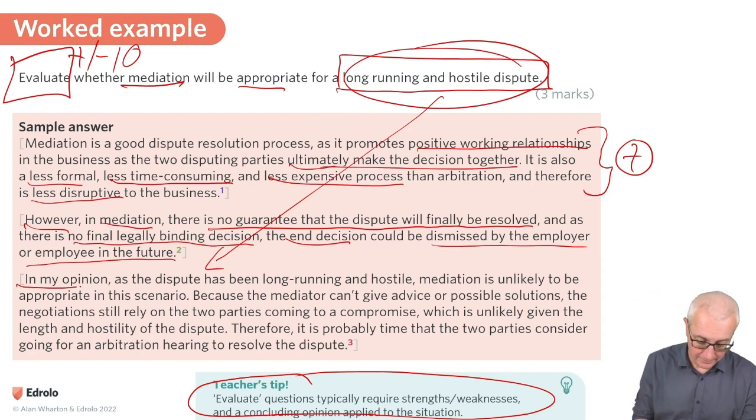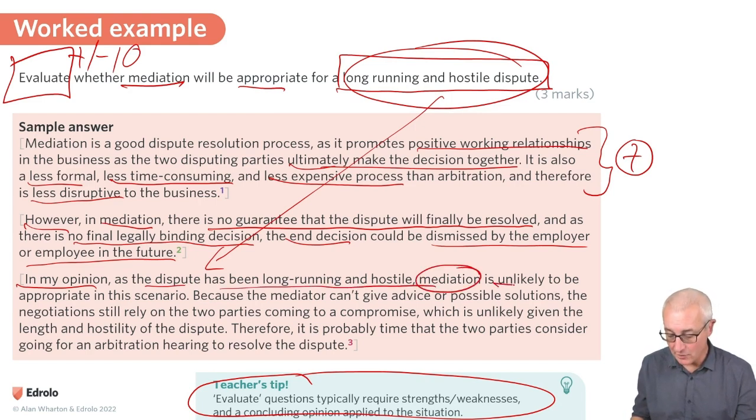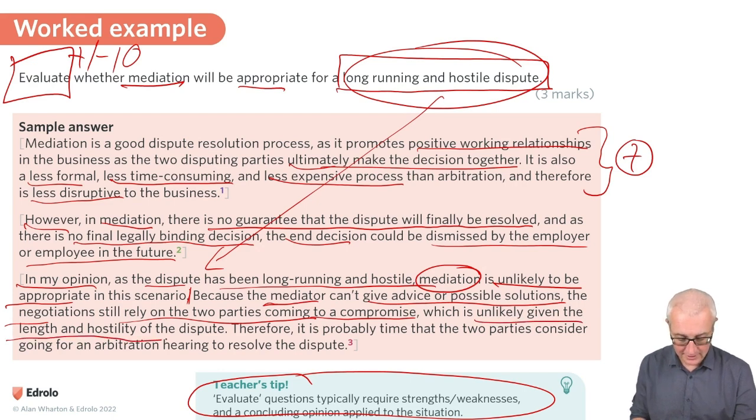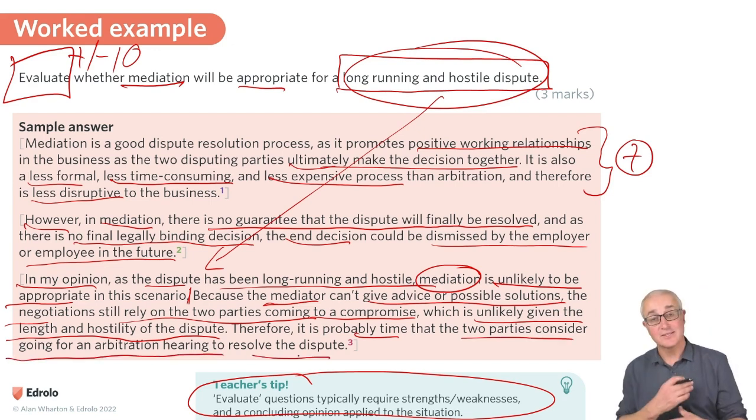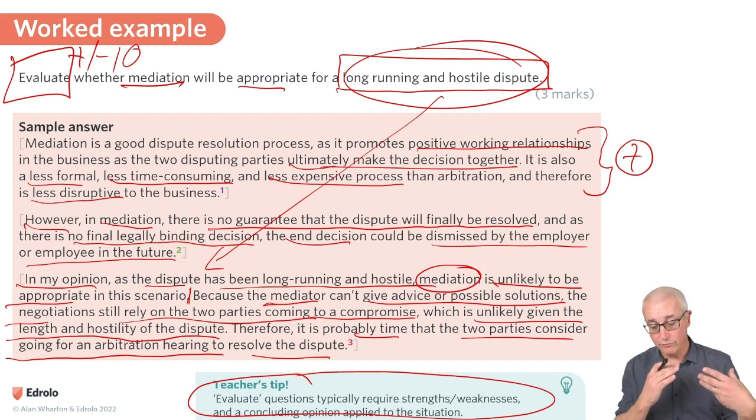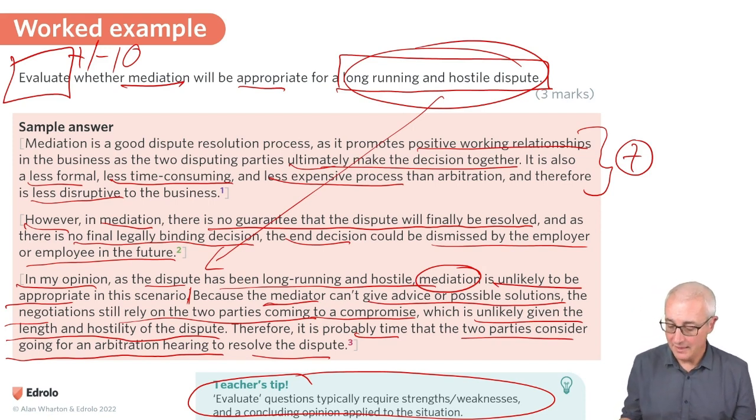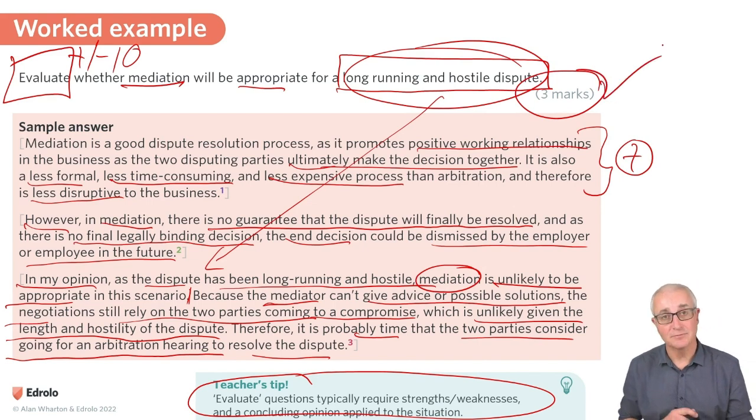So, in my opinion, as the dispute has been long-running and hostile, mediation is unlikely to be appropriate in this scenario. Now we're going to give our justification. Because the mediator can't give advice or possible solutions, the negotiations still rely on the two parties coming to a compromise, which is unlikely given the length and hostility of the dispute. Therefore, it is probably time that the two parties consider going for an arbitration hearing to resolve the dispute. So there's our justification, and now we've got all three components of the question, and therefore we're looking for a full mark allocation. Well done.